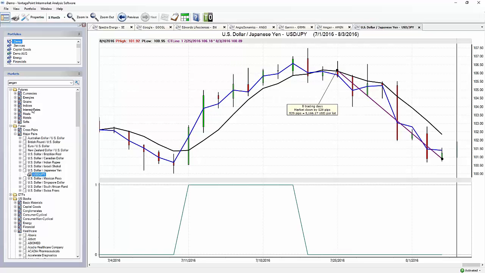Currency futures markets as well, crude oil, all that. So whatever markets you trade, you can apply this technology. You can benefit from those extremely accurate forecasts.